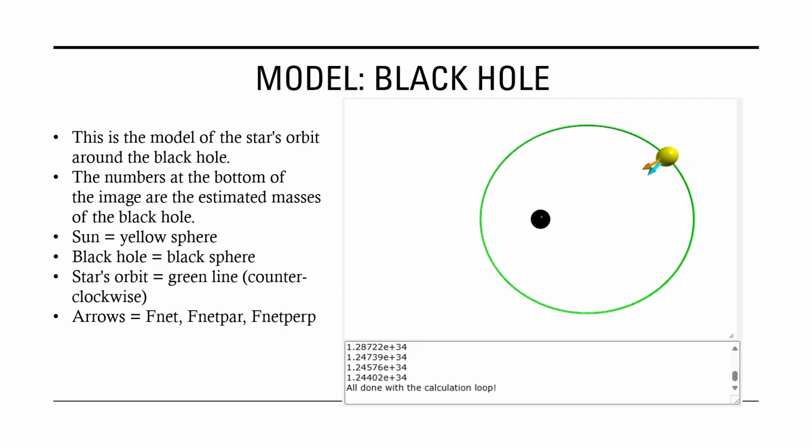Model black hole. This is the model of the star's orbit around the black hole. The numbers at the bottom of the image are the estimated masses of the black hole. The sun is the yellow sphere, the black hole is the black sphere, the star's orbit is the green line, and it moves counterclockwise, and the arrows F net, F parallel, and F perpendicular are also coming from the sun.